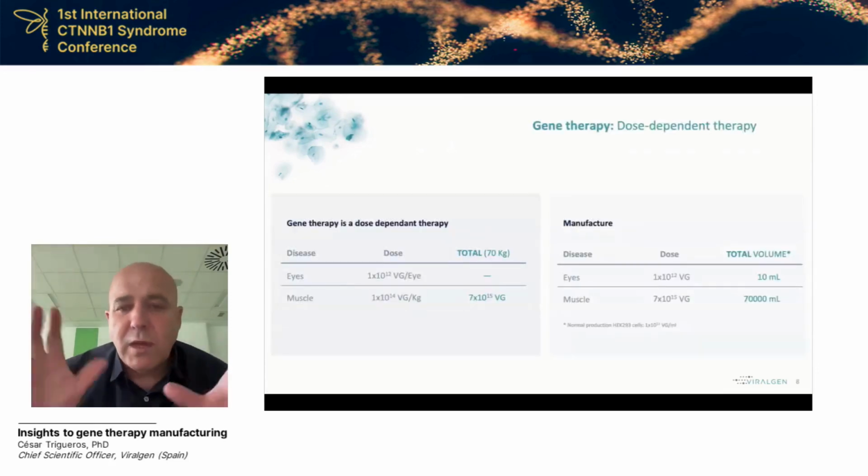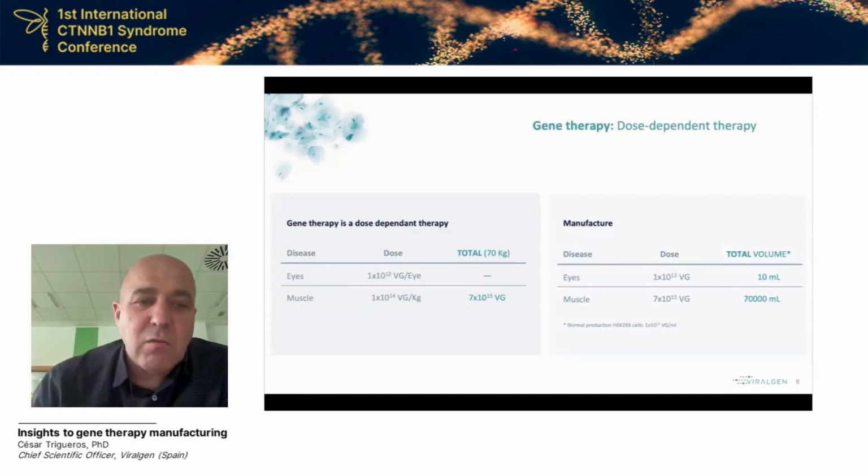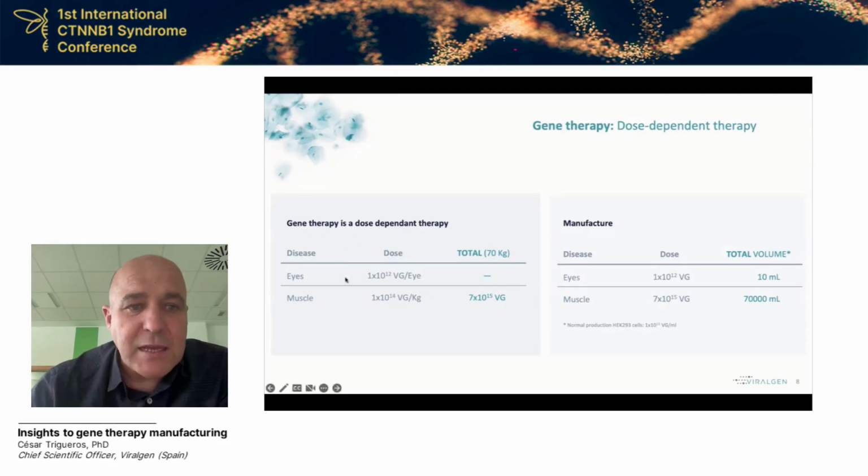Before we get into that, we need to understand what our challenge is. I put two examples, eye disease and muscle disease, which are the best and the worst case in terms of gene therapy. Gene therapy is a dose-dependent therapy, like most therapies. The dose we use is 1 times 10 to the 12 virus per eye when we have to repair a gene inside of the eye. But in the worst case, a muscle, we have to introduce 1 times 10 to the 14 virus per kilo of patient.